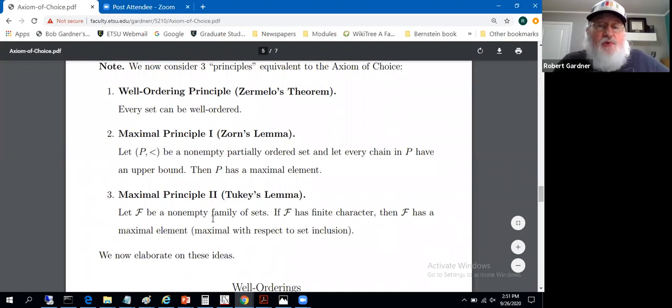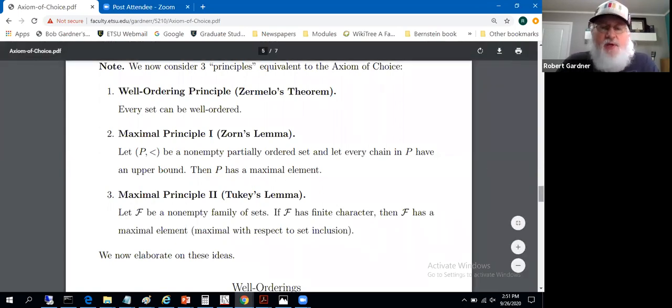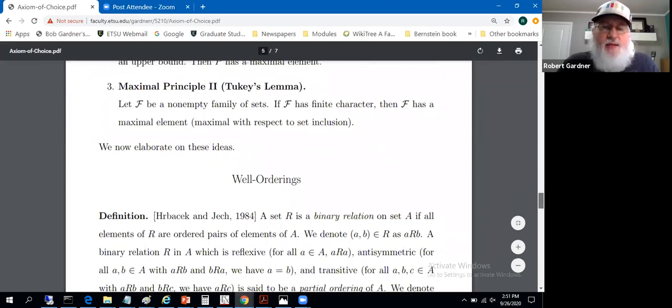And the maximal principle, too: Tukey's lemma. If calligraphy F is a non-empty family of sets, and if calligraphy F has finite character, to be defined below, then calligraphy F has a maximal element, maximal with respect to set inclusion. Now these ideas of partial orderings and well orderings and what finite character means often involve subset inclusion as the partial ordering, for example. So let's go through some of the definitions about what these words mean.